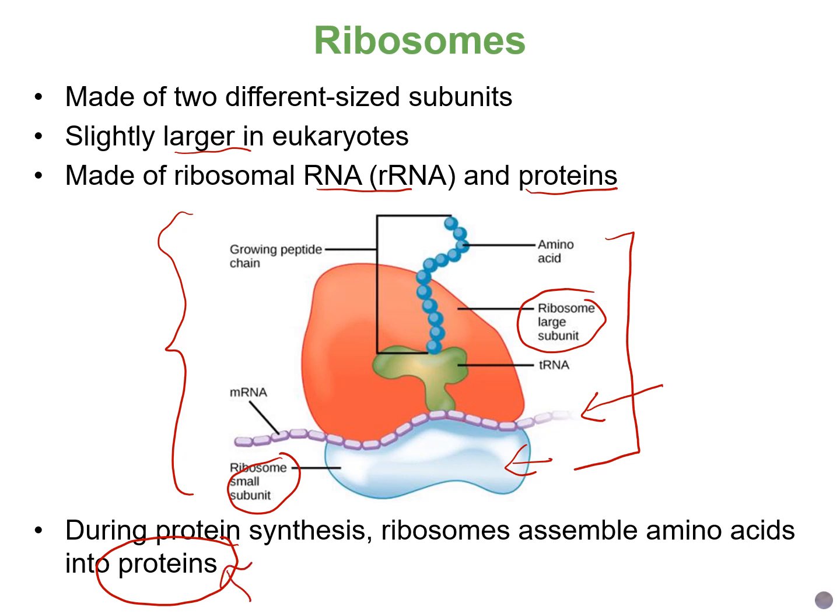You'll see ribosomes in 2 main places inside the cell. One is a set of free ribosomes that are just floating around inside the cytoplasm, and their job is to make proteins that are going to stay inside the cell.